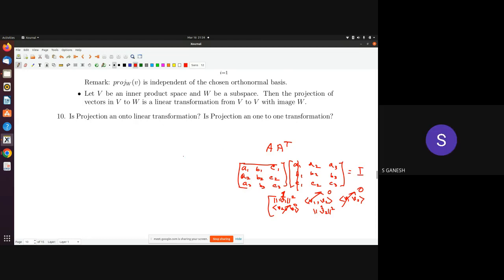Now what is the determinant of A times A transpose? Determinant of the identity is 1. And A and A transpose have the same determinant. So basically this is delta square, which is 1. What is delta? Plus or minus 1. Yes, square root of 1, plus or minus 1. Yes, sir. Clear, sir. Thank you so much, sir.